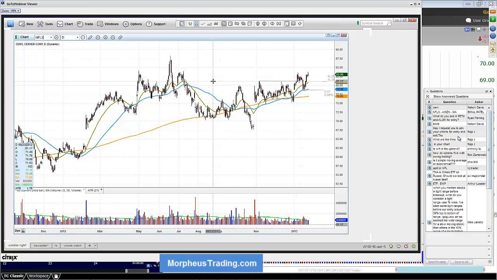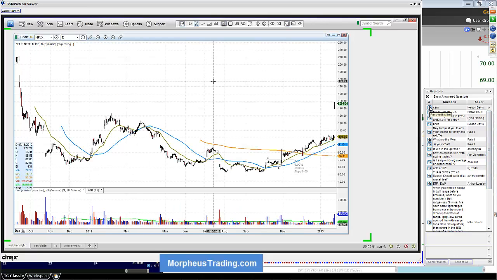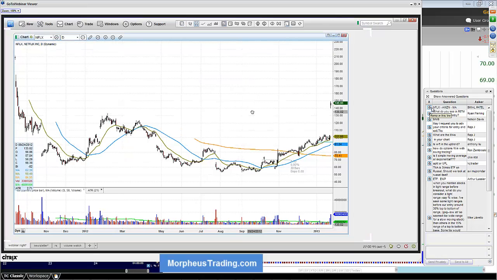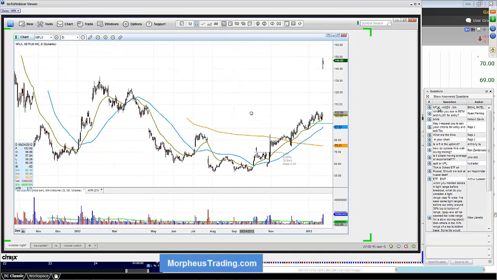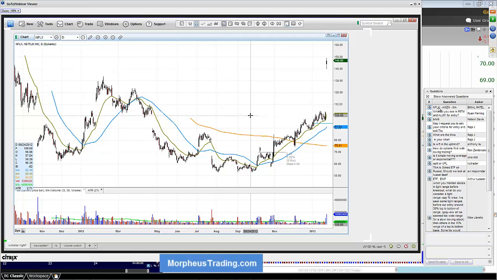Netflix, big gap up from earnings. This is basically a sell if you had this prior to earnings. If you didn't have this, can't do anything with this right now. I don't. This is just a gamble to buy it here. Who knows what's going to happen? It's already extended from a base.